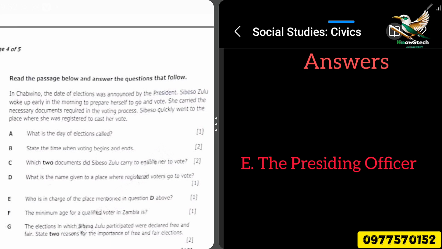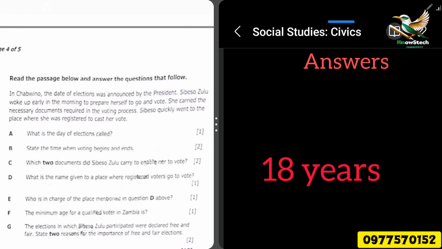The minimum age for a qualified voter in Zambia is 18 years. Okay, 16 years, that's when you can get your national registration card. 18 years, that's when you can get your voter's card and eligible to vote. Question G.